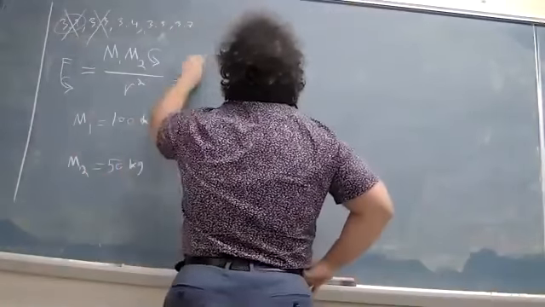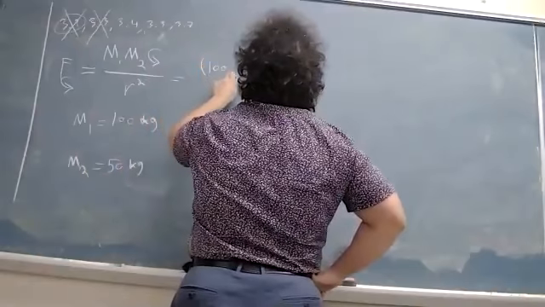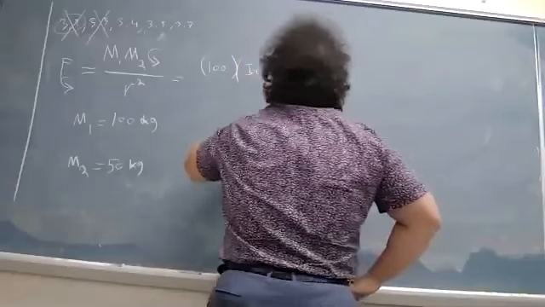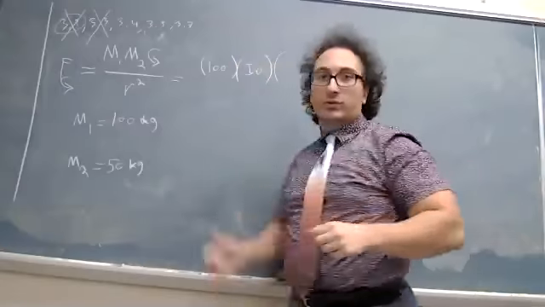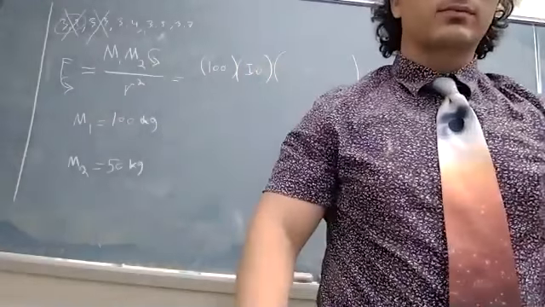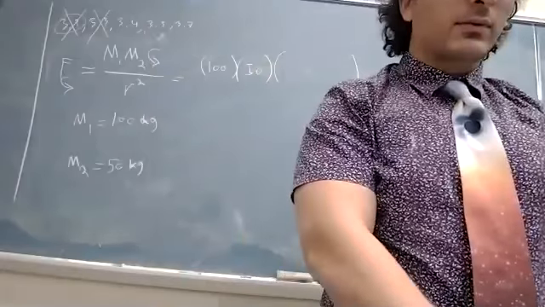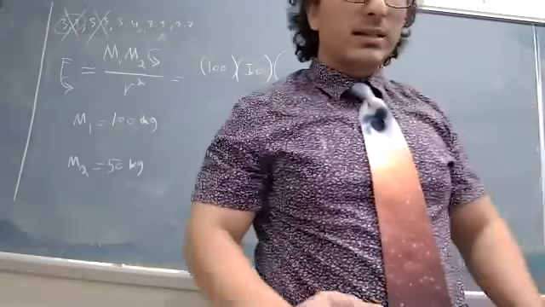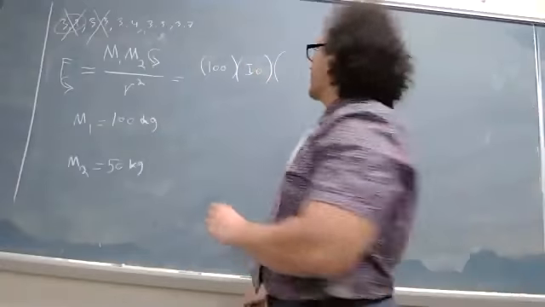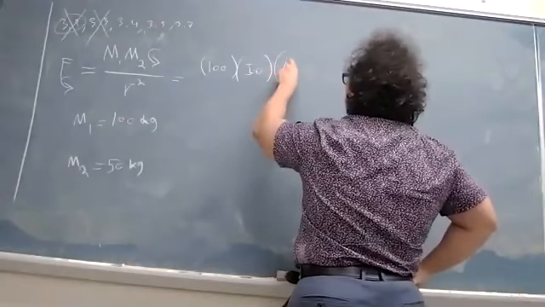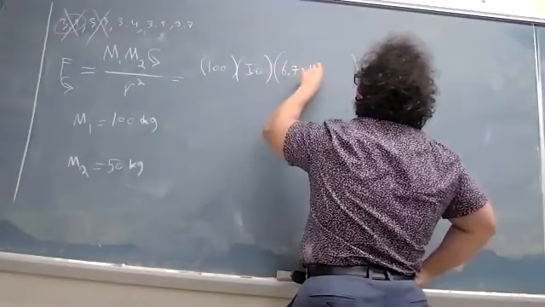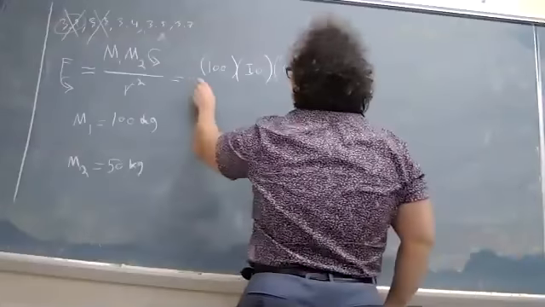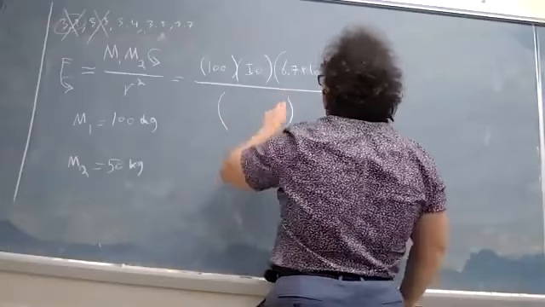So in this equation, I replace this with 100 for my mass. I'll omit the kilograms. I'll put the 50 here for your mass. Our G is the universal gravitational constant. I'll look up the value of that. It is 6.7 times 10 to the 11. And you guys know what that means because we've already gone over scientific notation. All divided by the distance between us squared.